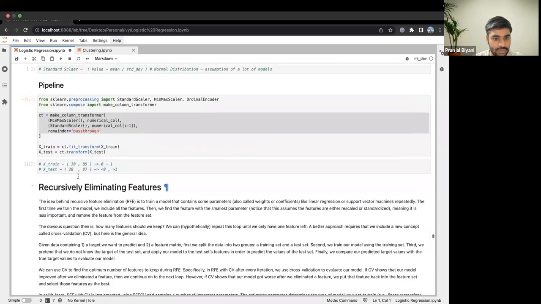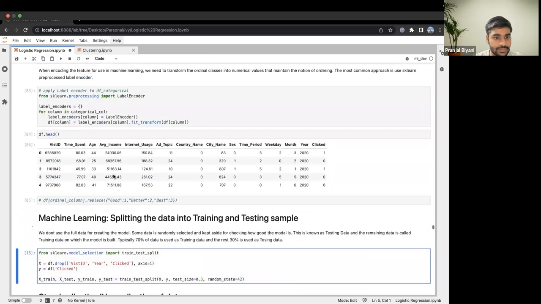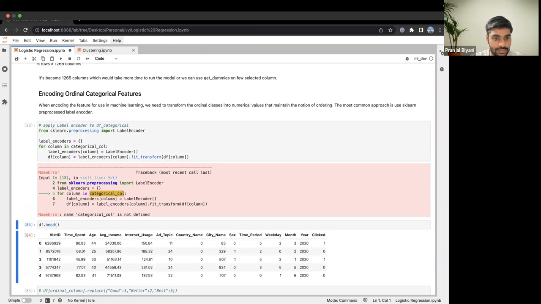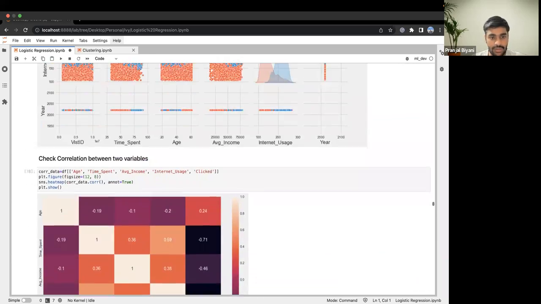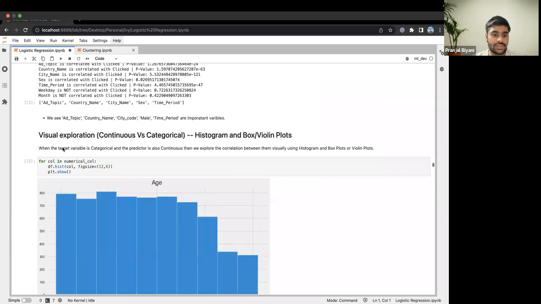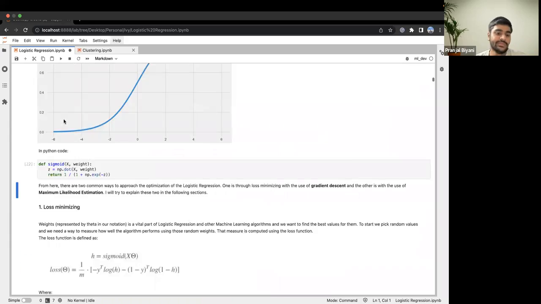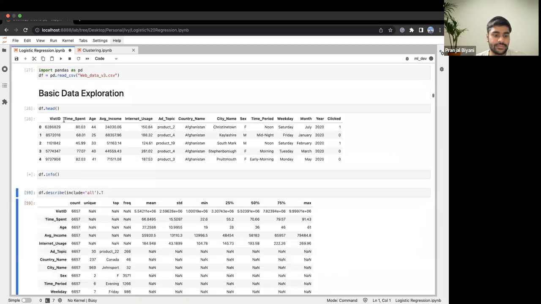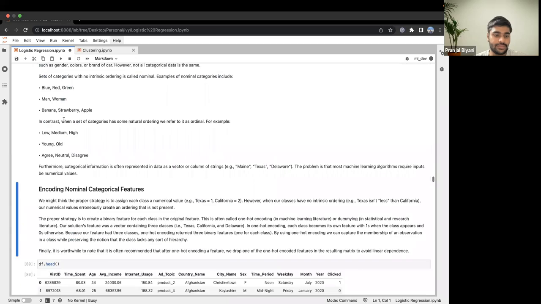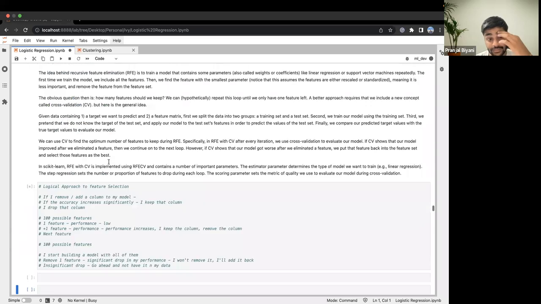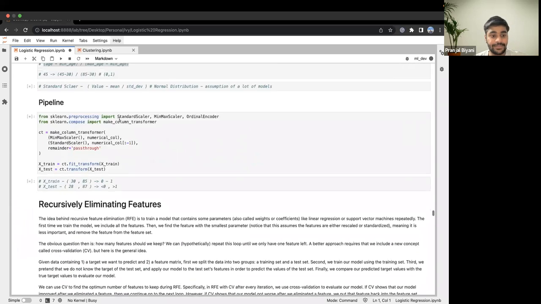I will have to do categorical transformation also. I will run the entire notebook once. Okay. This will take some time.